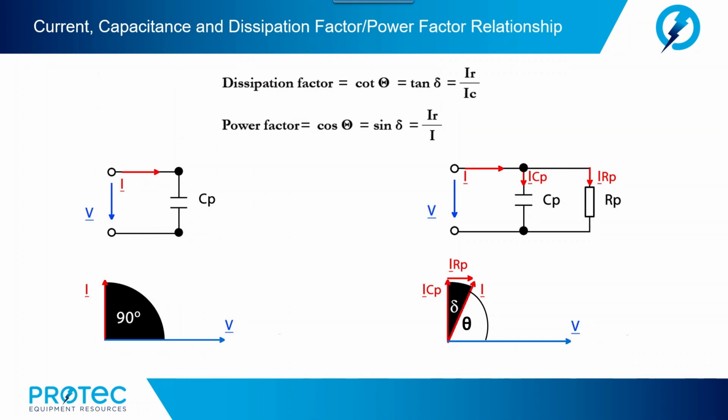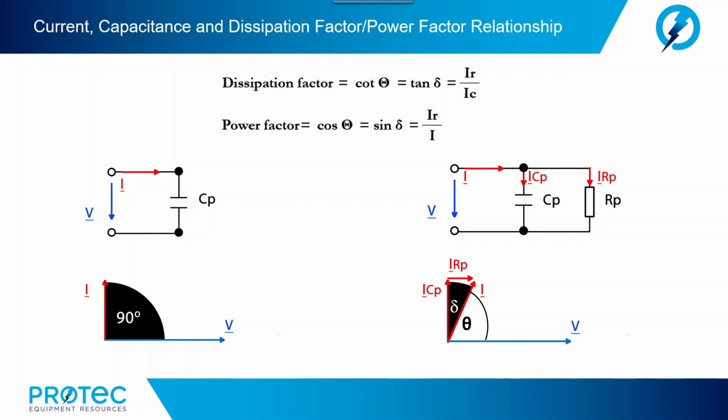Now, in an ideal insulation system connected to an alternating voltage source, the capacitive current, I sub C, and the voltage are in perfect quadrature with the current leading. In addition to the capacitive current, there appears in practice a loss current, or the I sub R, in phase with the voltage as shown in this slide. The current taken by an ideal insulation, assuming no losses, I sub R would equal 0, is a pure capacitive current leading the voltage by 90 degrees, or theta would equal 90 degrees.